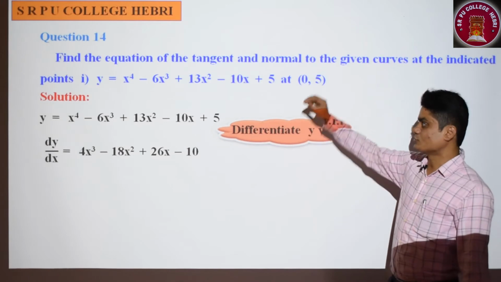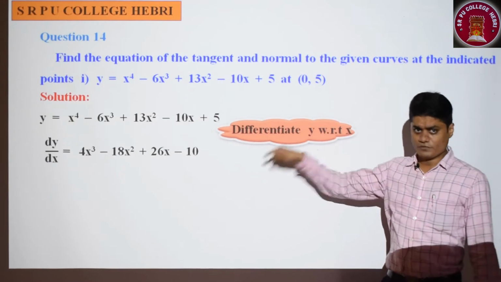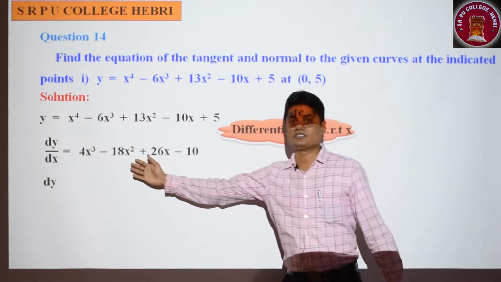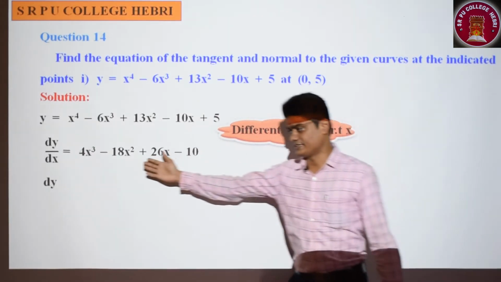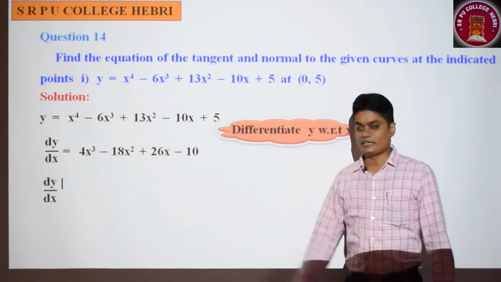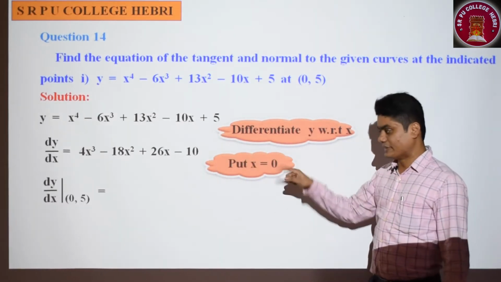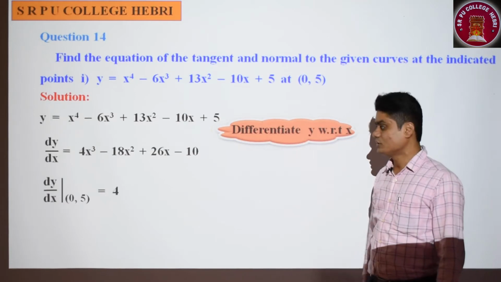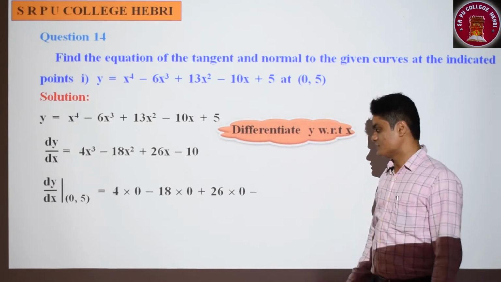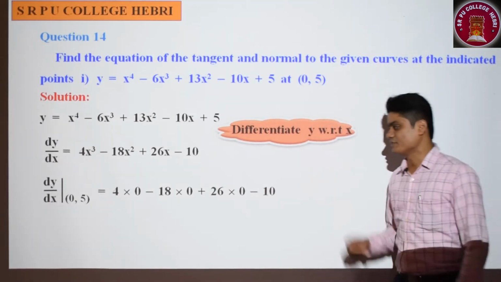Now we need the slope of the tangent at 0 comma 5. In this expression, we replace x by 0 and y by 5. But the y term is not there in this expression, so there is no need to substitute y, just substitute x equal to 0. So tell me what you will get. If you substitute x equal to 0 in dy by dx, 4 into 0 cube is 0. The next term will be 0, the third term will be 0, and the last term will remain, which is minus 10. So only one term is remaining, which is minus 10.